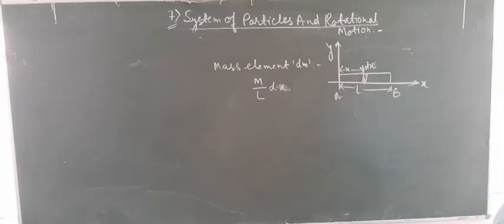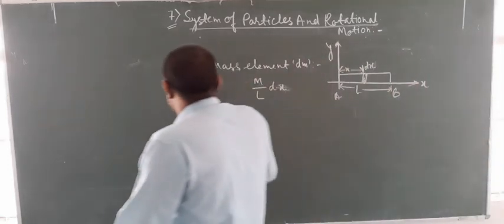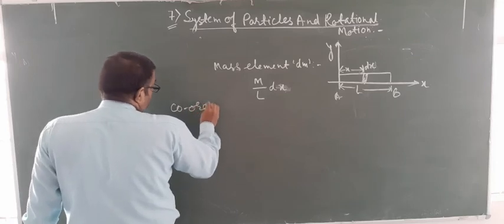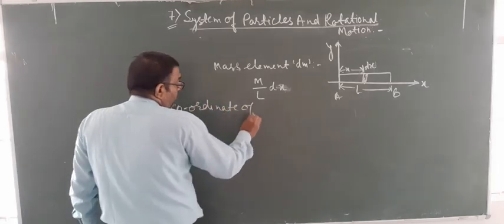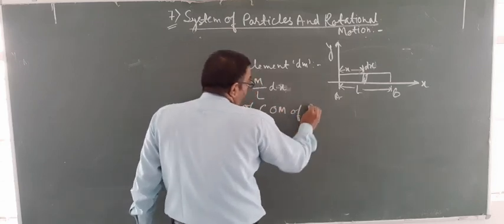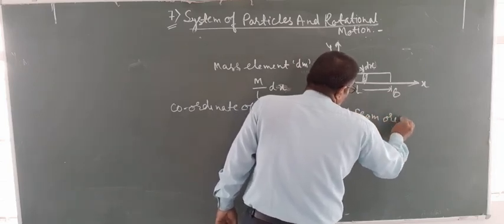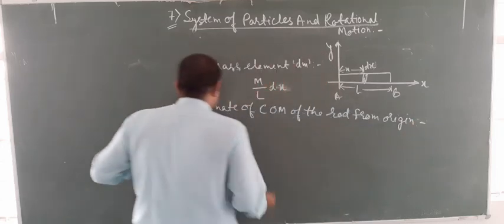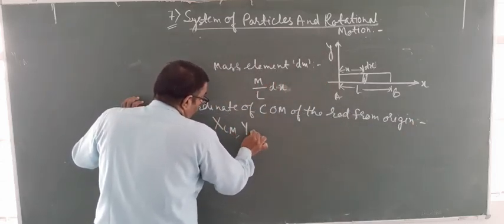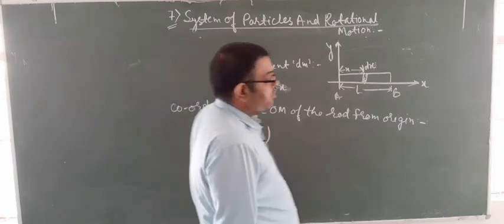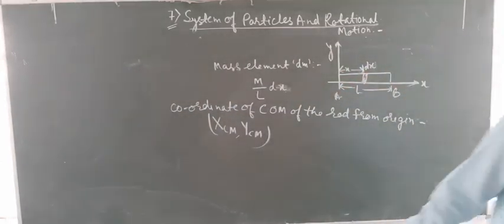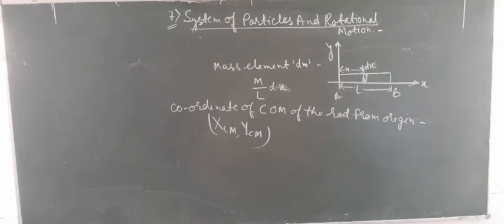Now the coordinate of the center of mass of the rod from the origin, that is, we have to find out xcm, ycm. That means the x coordinate of the center of mass and the y coordinate of the center of mass.